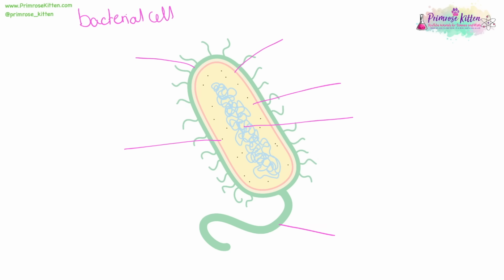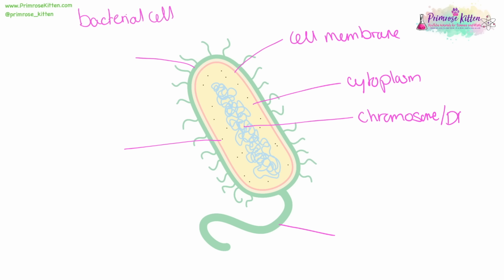Here we have our bacterial cell, which has its cell membrane controlling what goes in and out. The cytoplasm, where most of the reactions take place. The chromosome, the DNA, not in a nucleus. The flagella, which is used for locomotion. Ribosomes for protein synthesis, and then on the outside we have the cell wall.